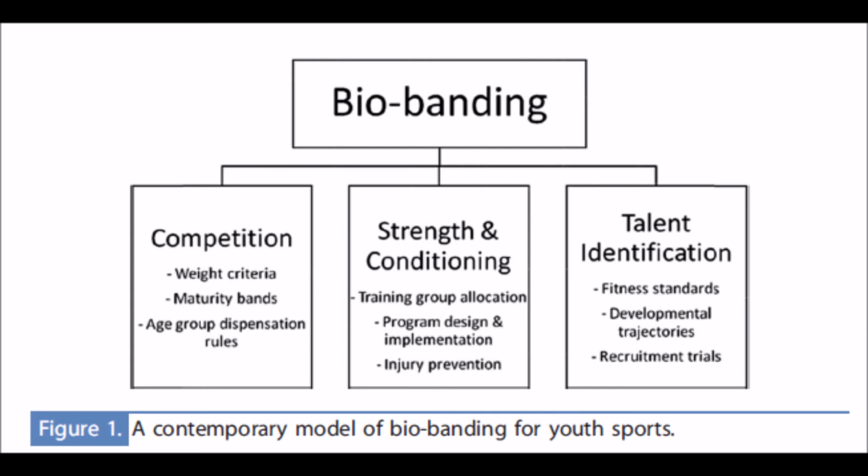While there is limited research, we can still use a working model based on 3 subsystems of a bioband. So the competition level based on weight, physical maturation, and rules specifically for different age groups. Talent identification, which we haven't talked about yet. Certain standards, where those trajectories are based on their peak height velocity and what they've been in the last several months. And then trying it out based on recruiting kids to see where they would fit in.